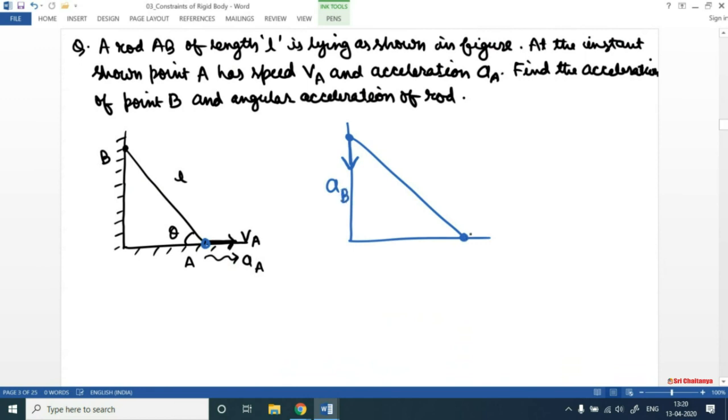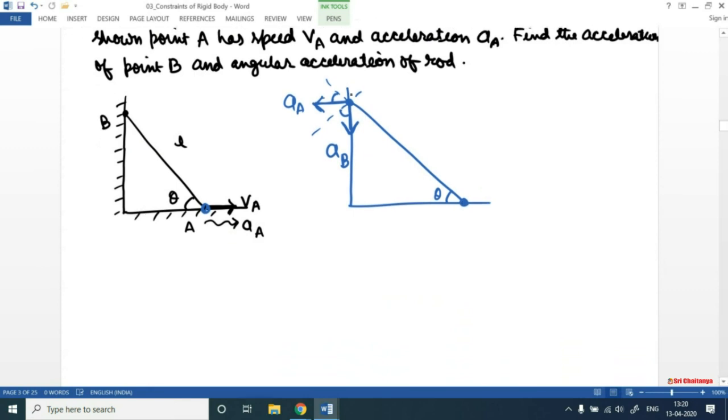So the acceleration of point B would be in this direction, let's say that is AB over here. With respect to point A, since the acceleration of point A is in the rightward direction, we need to subtract the acceleration of A from the acceleration of B in order to get the acceleration of point B with respect to point A. This angle is theta, and this angle is going to be theta as well.